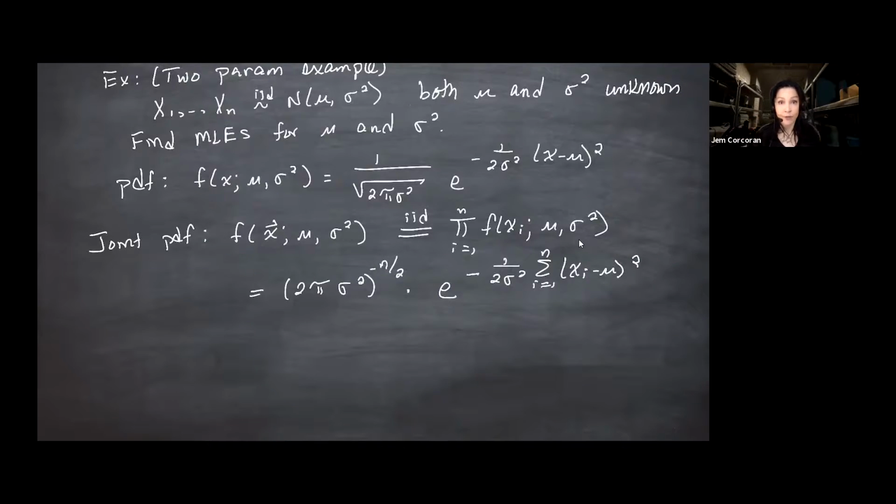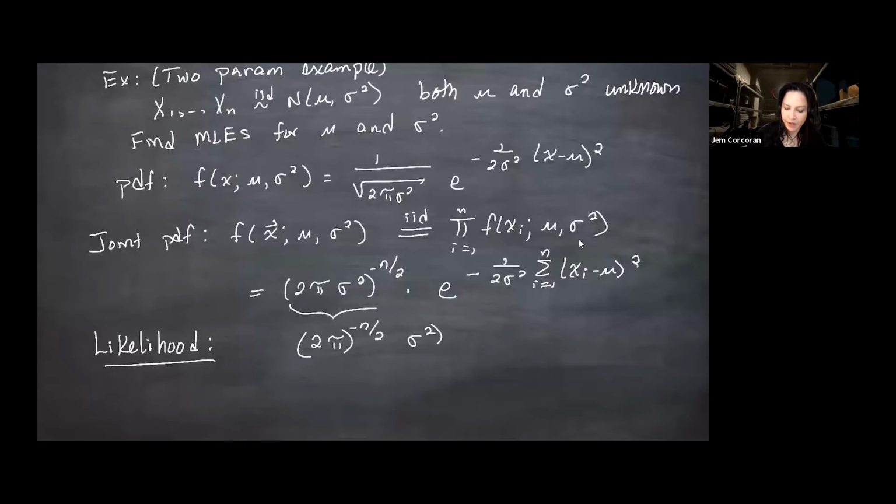Okay, so the next step in maximum likelihood estimation is to come up with a likelihood. And this is where you get to drop multiplicative constants of proportionality. So this is not necessary, but you could break this into 2 pi to the minus n over 2 and sigma squared to the minus n over 2. And then this would be a constant that could be dropped for the likelihood.